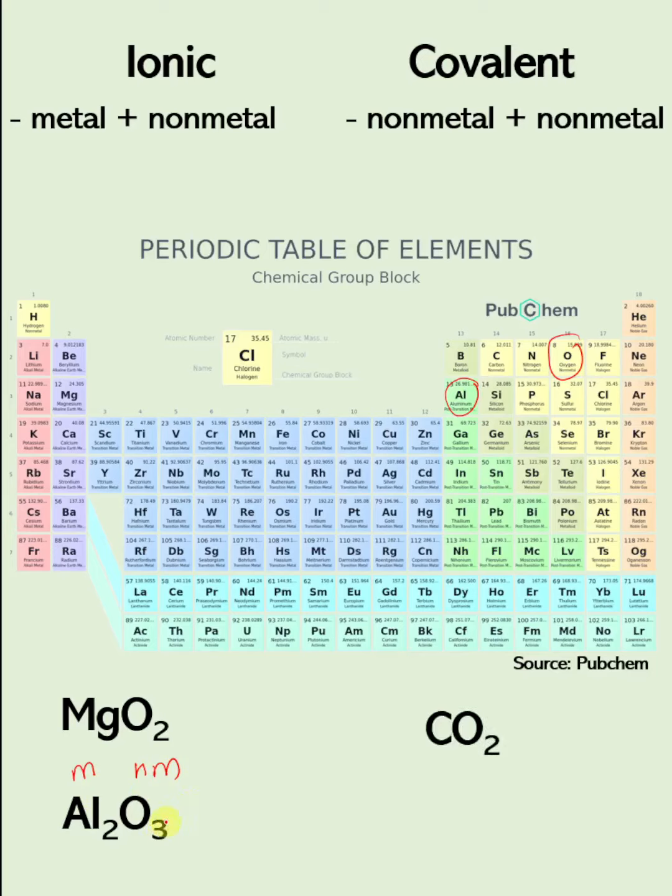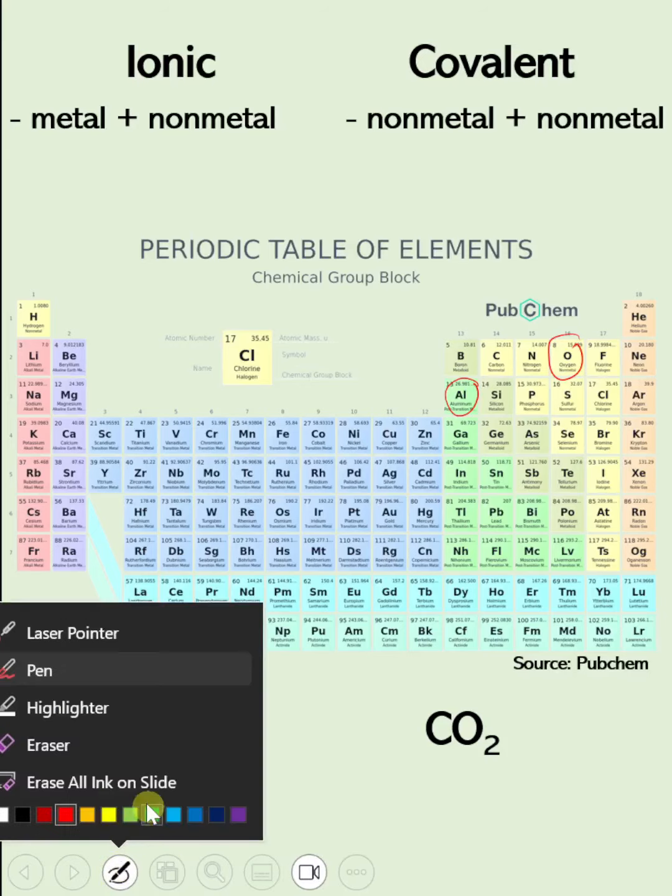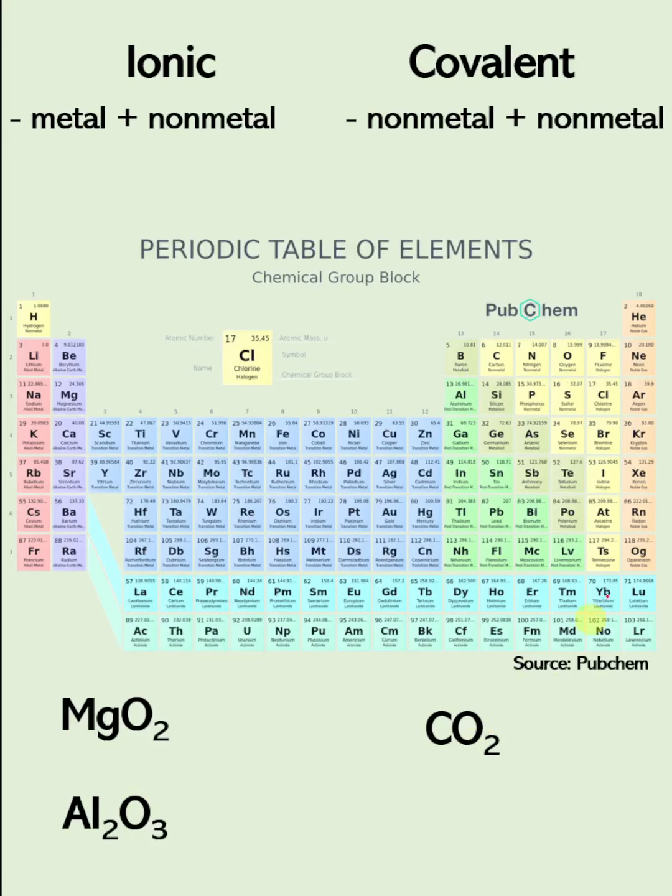How about for this one? This one is carbon dioxide. Here we have carbon. It's above the ladder, so this one is a non-metal. And the same thing for oxygen, it's also above the ladder. This one is also a non-metal element. How about for this one, CH4? Carbon, again, this one is a non-metal. And hydrogen, again, this one is also a non-metal. So this one is also a covalent compound.